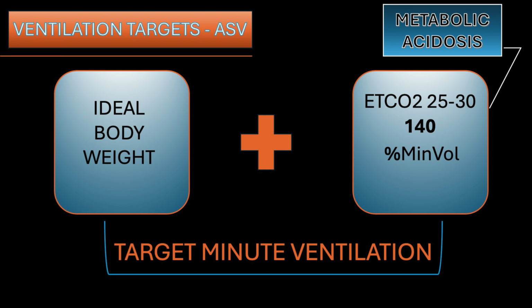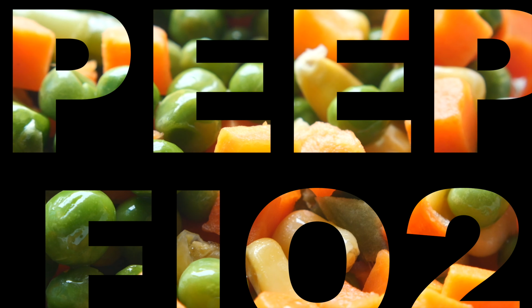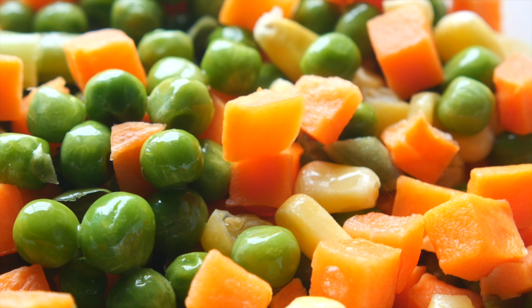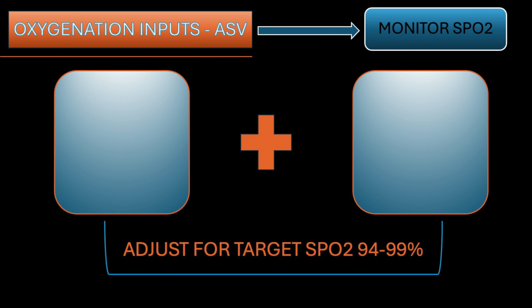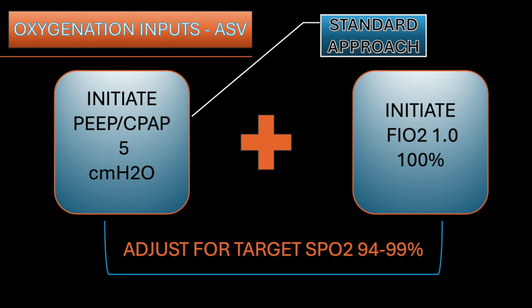PEEP and FiO2 are concepts that you are familiar with. For most patients, set the PEEP to 5 centimeters of water and the initial FiO2 to 100% and titrate the oxygen percent to maintain a saturation between 94 and 99%.